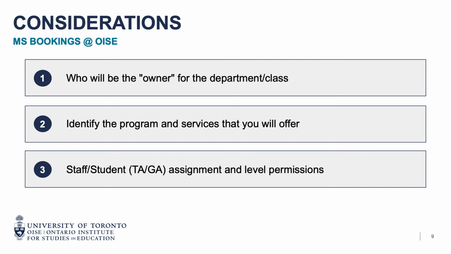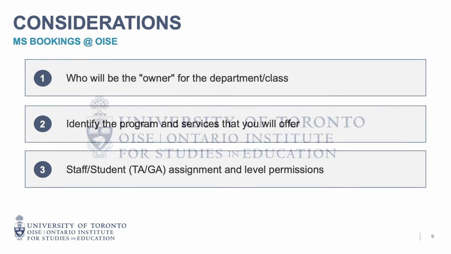And lastly, for staff and student assignments and groups, make sure that you give them the proper level of permission. So if you want your TA or your GA to become an administrator, make sure that you assign them as an admin, not just a viewer or a guest.